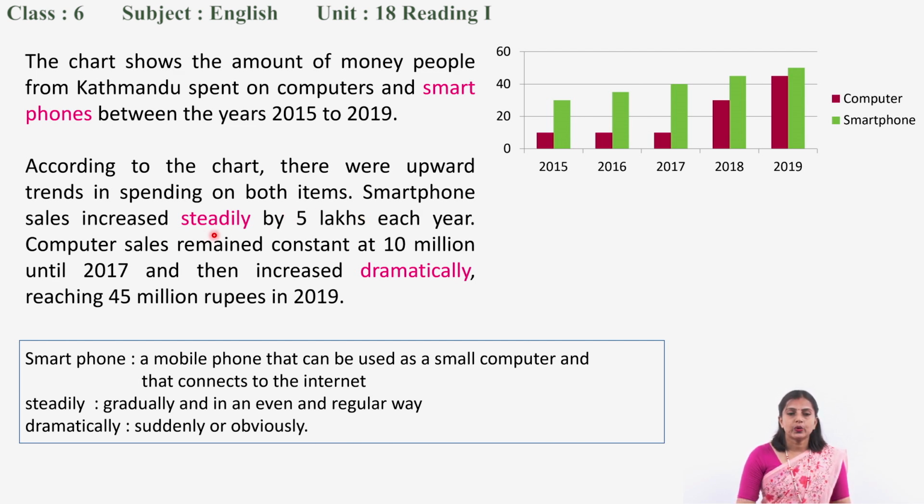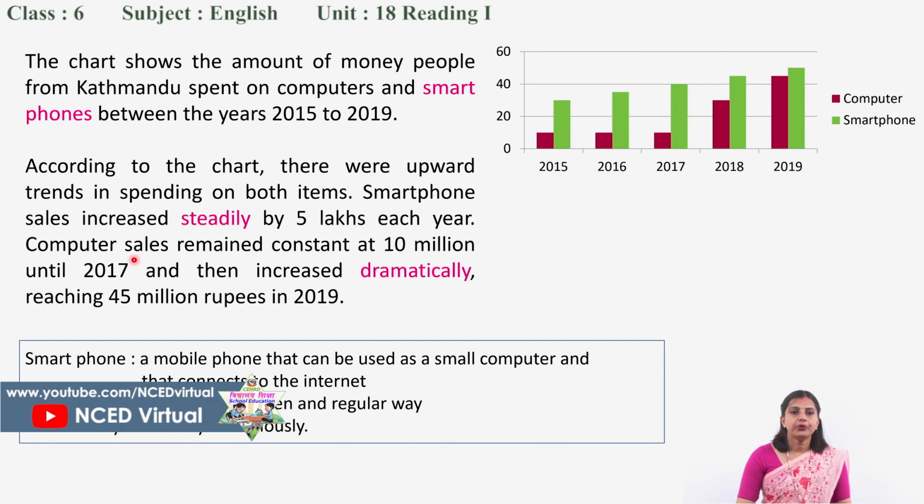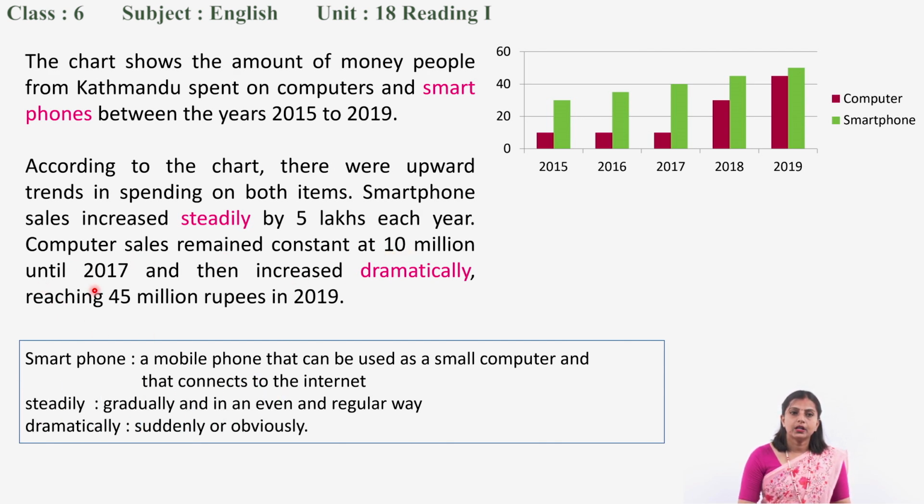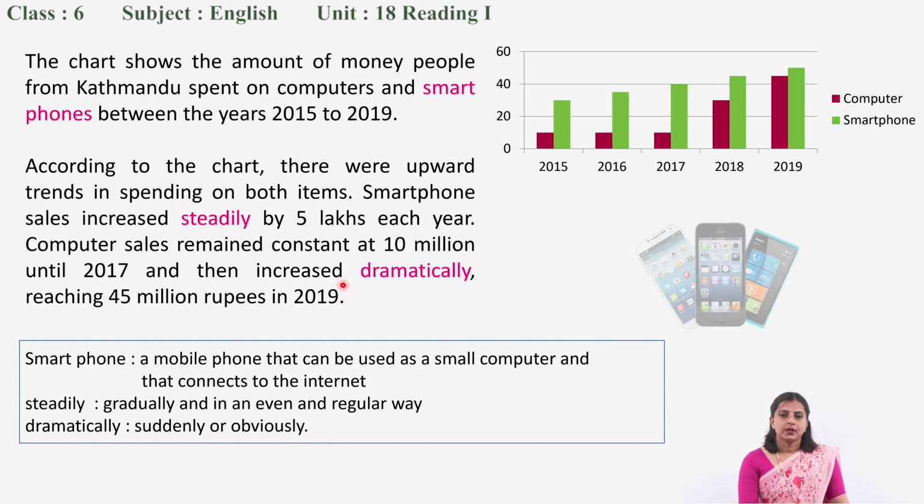Smartphone sales increased steadily by 5 lakhs each year. We discussed by what amount the smartphone expenditure increased? Yes, 5 lakhs. Every year 5 lakhs, 5 millions every year. Computer sales remained constant at 10 million until 2017 and then increased dramatically.